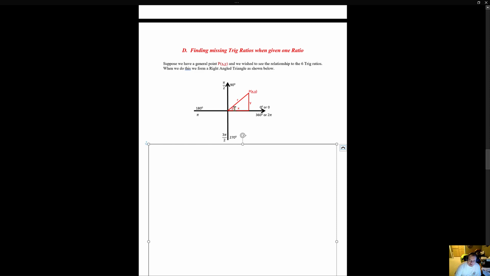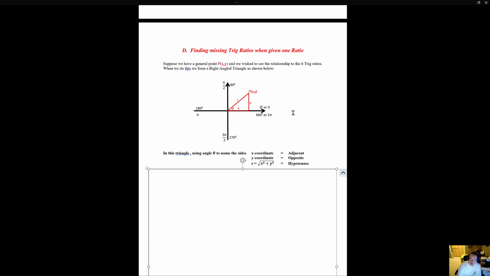Now from this angle theta's perspective, x will be called the adjacent, y will be called the opposite, and r, which if you think about it is just the third side of a right angled triangle, and therefore if you know x and y, can't you get r? Using Pythagoras, it would be the square root of x squared plus y squared. So if you know the point xy, then x could be used to represent the adjacent, y the opposite, and r the hypotenuse, as you can see here. Now, how does that help us?